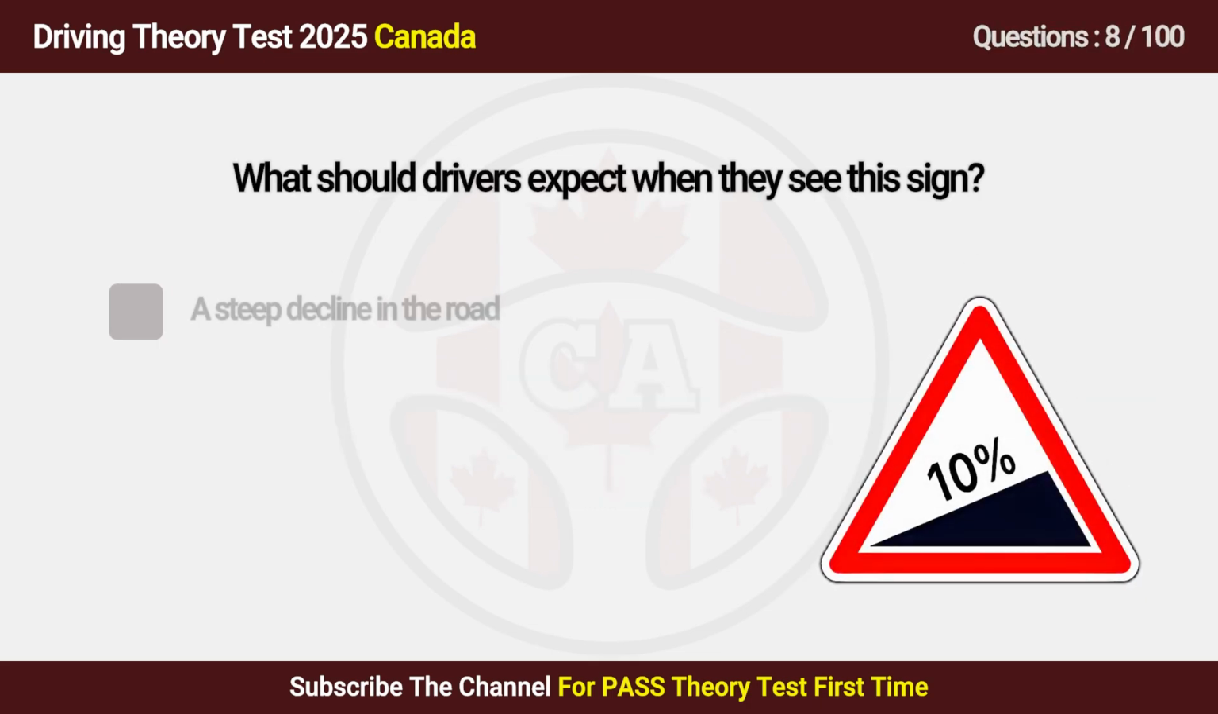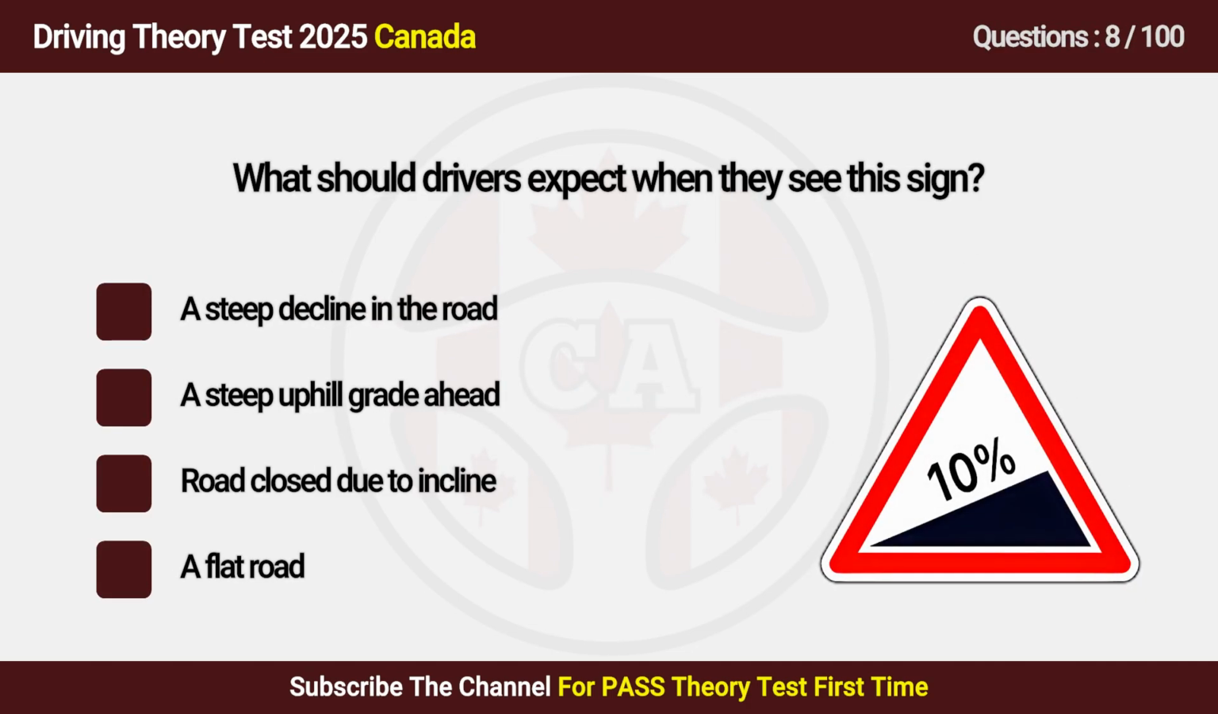Question 8. What should drivers expect when they see this sign? A. A steep decline in the road. B. A steep uphill grade ahead. C. Road closed due to incline. D. A flat road.